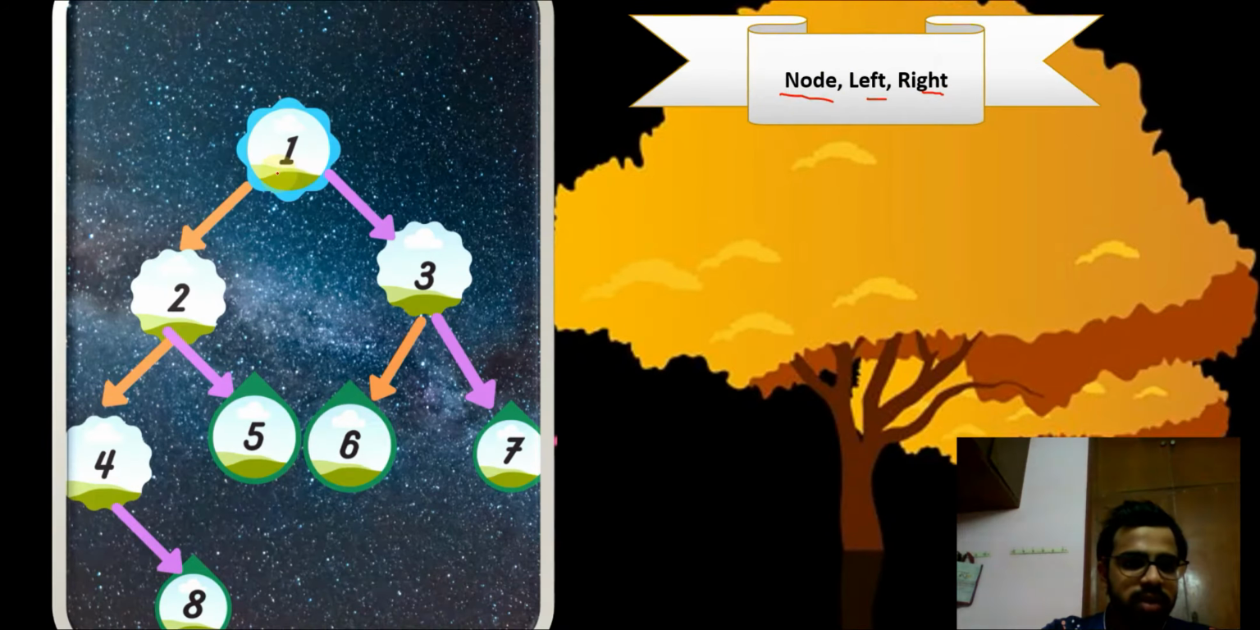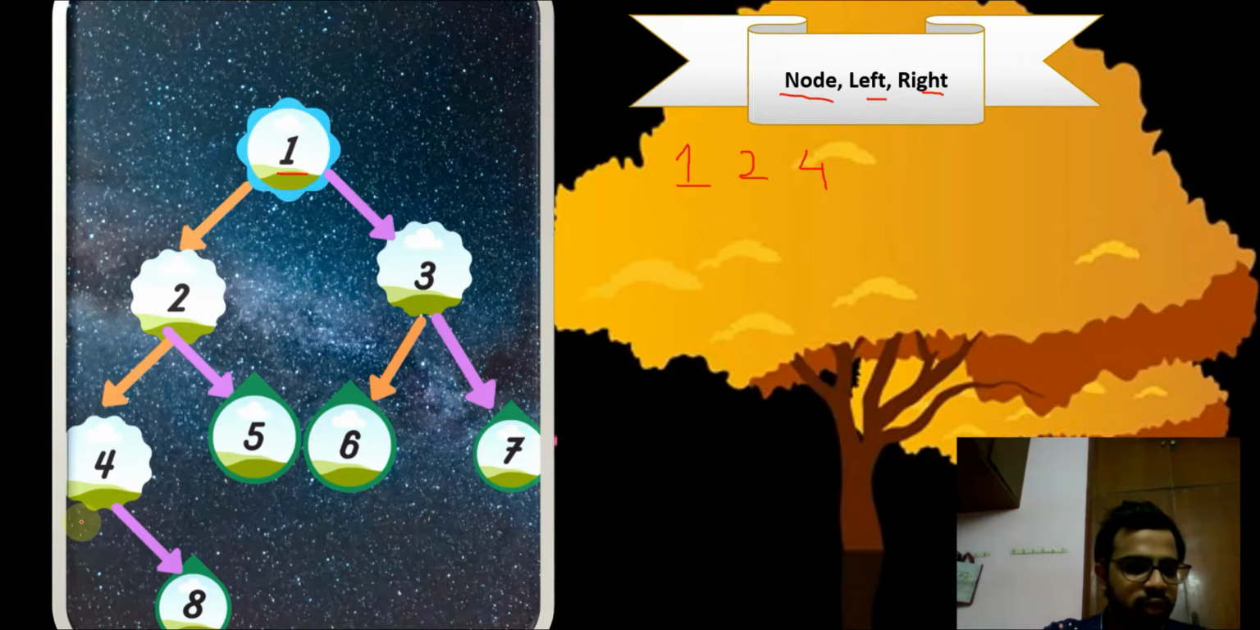We have a node here, and once we see the node, we're going to print it. So we print 1, and then we go left. We follow the same thing: node, left and right. We see a node, we print it. So now we have 1 and 2. Now again we go left. So we have 4, and again we follow node, left and right. We print 4.